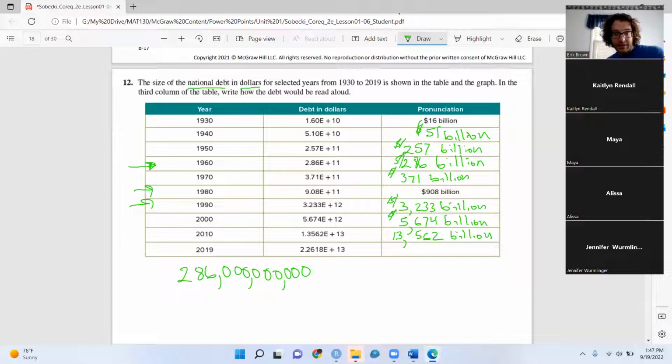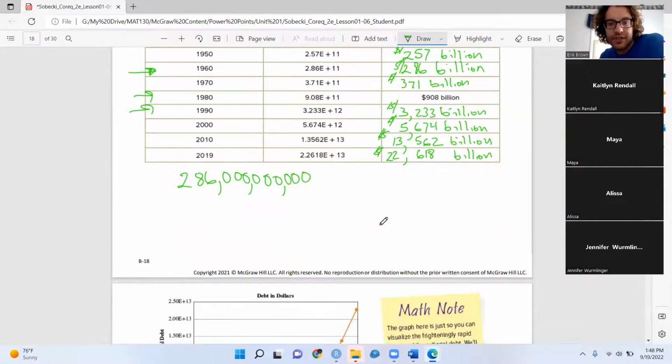And then from 2010 to 2019, we got $22,618 billion of debt, or 22 trillion. Looks like it slowed a little bit between 2010 and 2019 in terms of doubling. Didn't quite double, a little bit less. So yeah, there you have it. Crazy change. We're going to do some stuff in chapter 2, unit 2, with the debt. We're going to try to model this debt and see if we can predict how it's going.